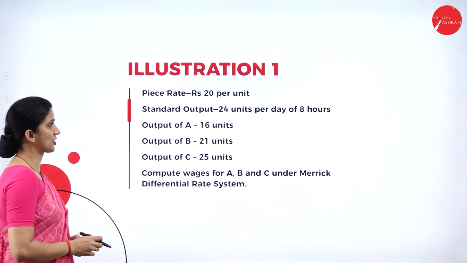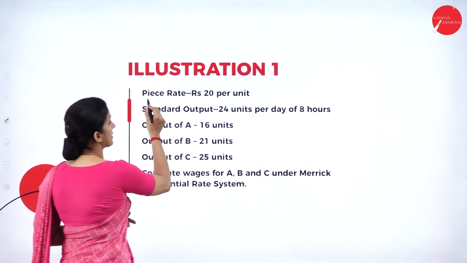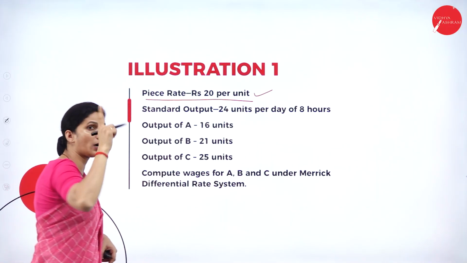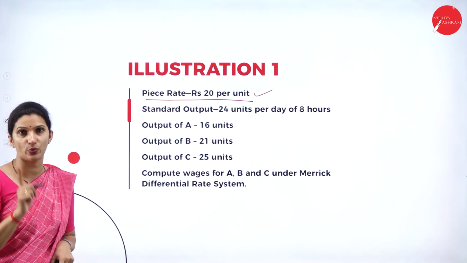So now we'll see one question. Illustration 1: piece rate is rupees 20. So the per unit rate, or the piece rate fixed, is 20.